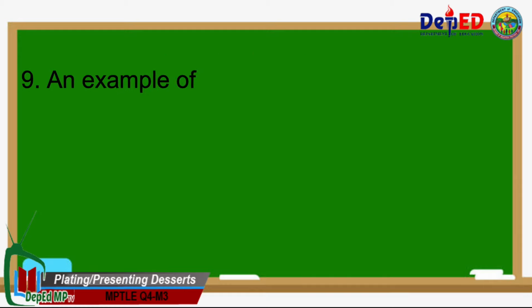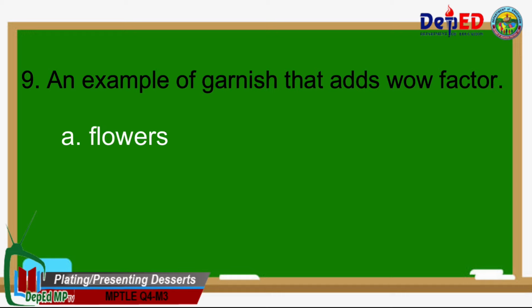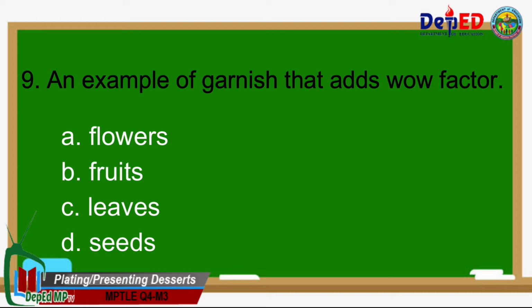Number 9. An example of garnish that adds wow factor. Letter A, flowers. Letter B, fruits. Letter C, leaves. And letter D, seeds. The correct answer is letter B.